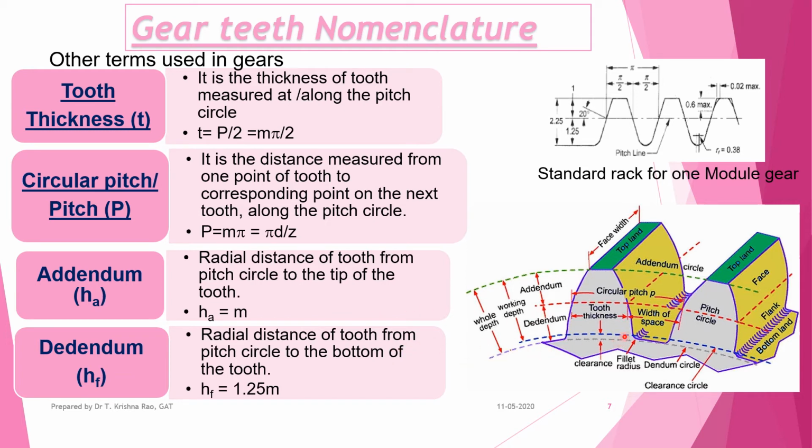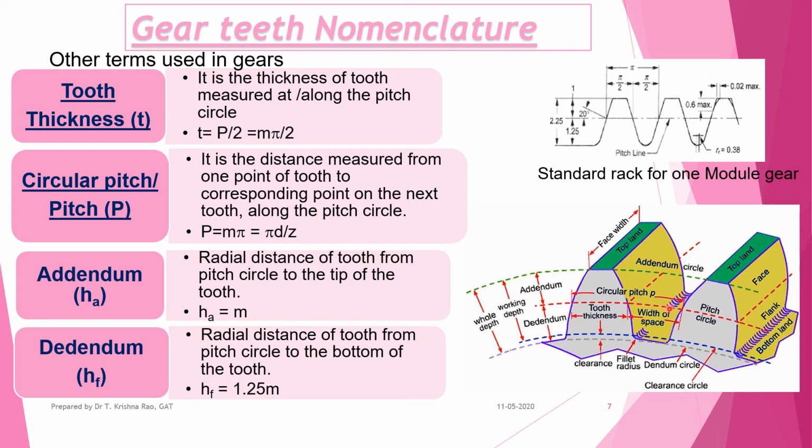Addendum is the distance from the pitch circle to the outside diameter. The height from the pitch circle to the outside diameter circle is called addendum. From the pitch circle to the root is called dedendum. The pitch circle is always the reference circle for all the dimensions.